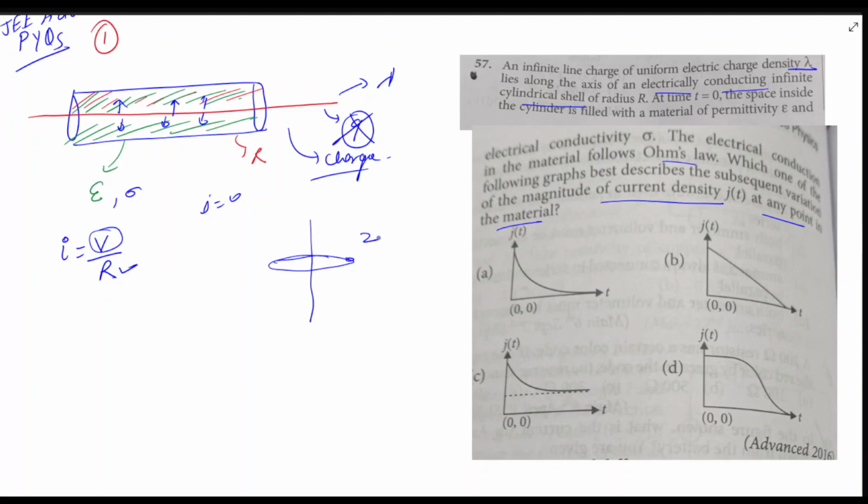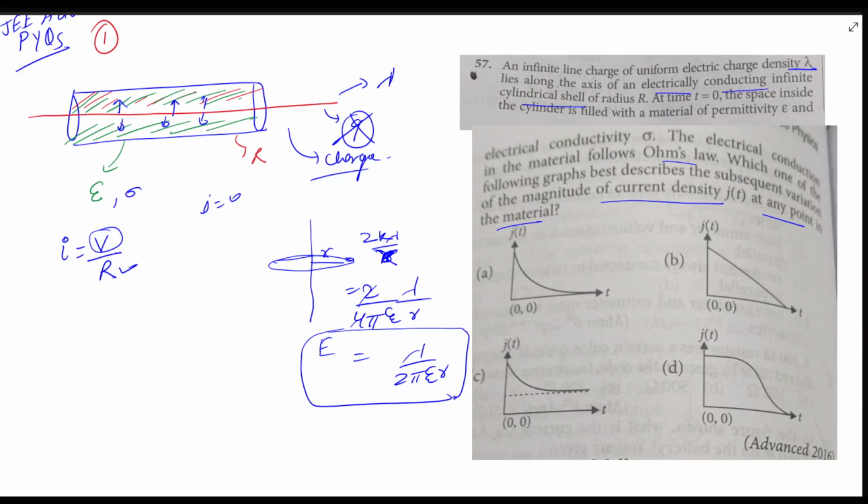And it was 2k lambda by r, at a distance small r, where 2k will be 1 upon 4 pi epsilon times 2, so lambda upon r. So the electric field will be lambda upon 2 pi epsilon r, right? We'll not write epsilon naught because the material's permittivity is epsilon, so we'll write epsilon. So this we know.